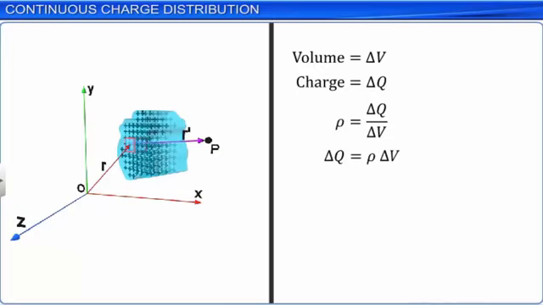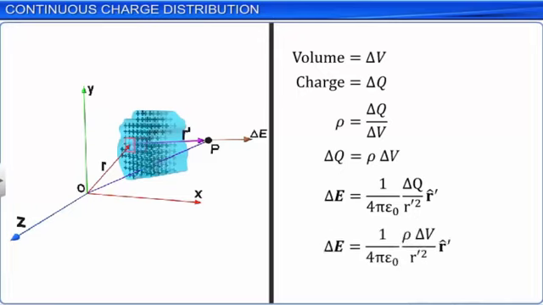The electric field strength at point P due to the volume element is delta E is equal to 1 by 4 pi epsilon naught delta Q by R' square into R' cap, where R' cap is the unit vector in the direction of the straight line from the volume element towards the point P. This can be written as delta E equal to 1 by 4 pi epsilon naught into ρ delta V by R' square into R' cap.